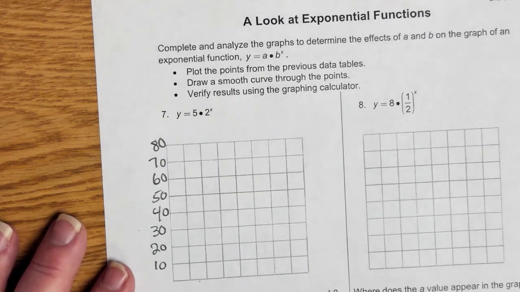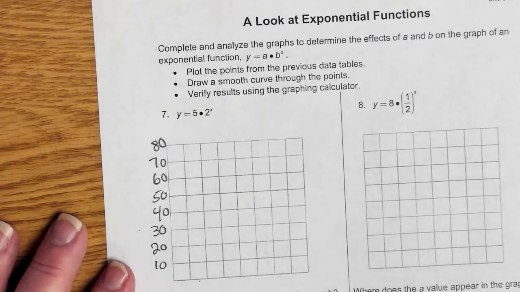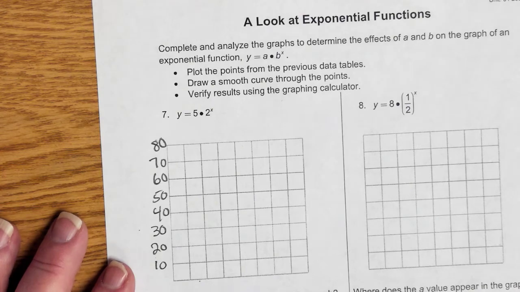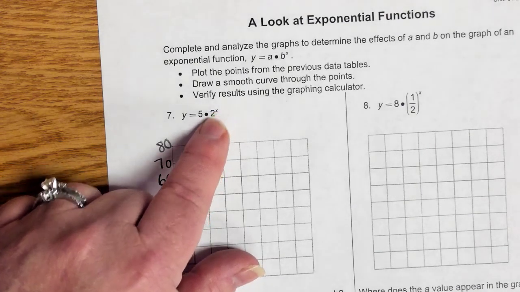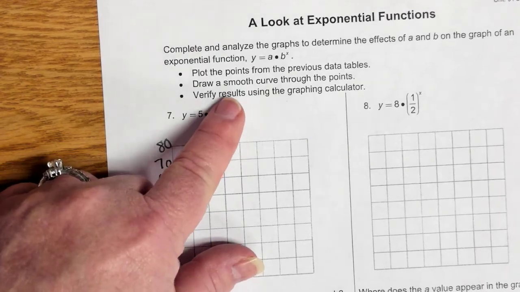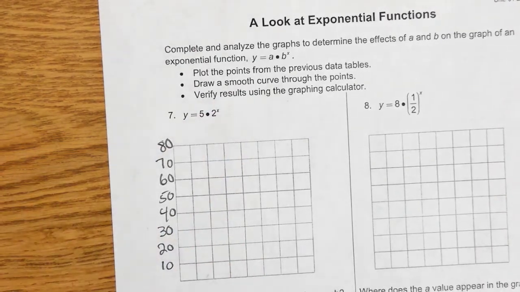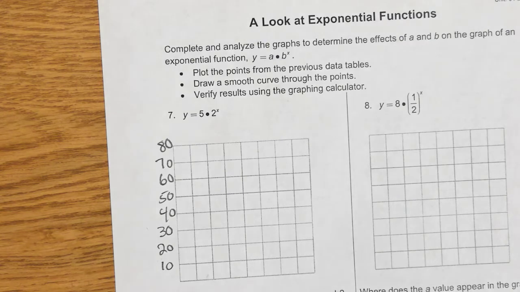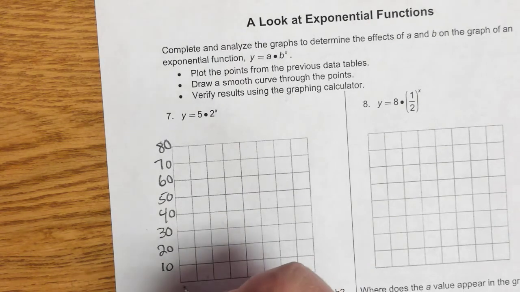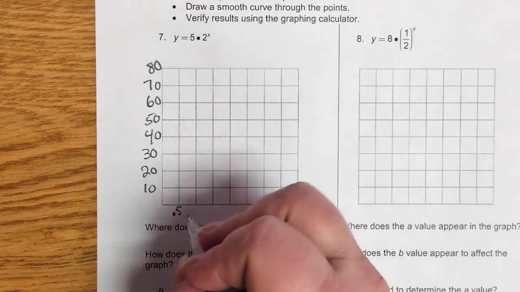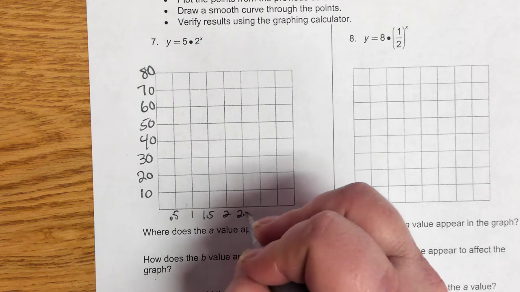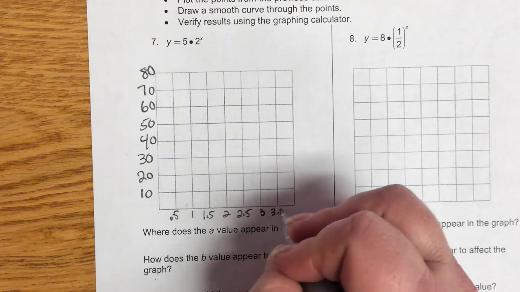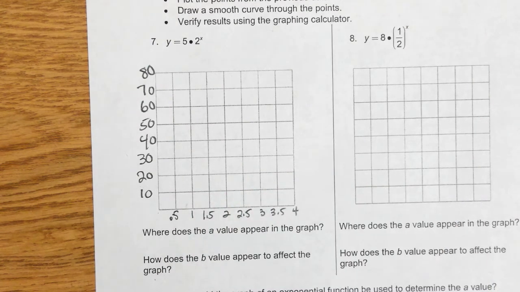Now I know that my X's we used by ones, right? 1, 2, 3, 4. When we did our 2 to the power of 1, 2 to the power of 2, but I want to have this kind of spread out a little bit more so it's not so jumbled. So I'm going to put obviously 0 here, 0.5 down here, 1, 1.5, 2, 2.5, 3, 3.5, and 4. Okay?